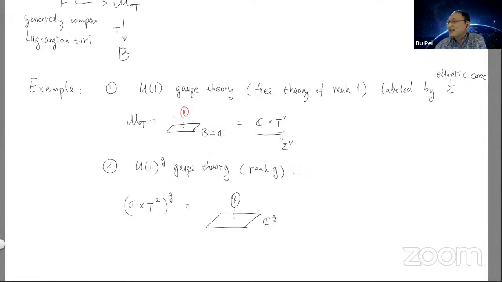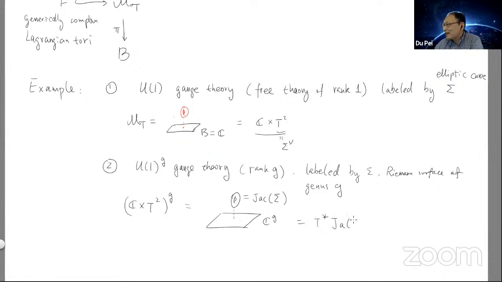Similar to the rank-1 case, you can label a family of such theories using a Riemann surface with genus g. The fiber can be identified now with the Jacobian of sigma. And the entire space can be identified with the total space of the cotangent bundle to the Jacobian of sigma.